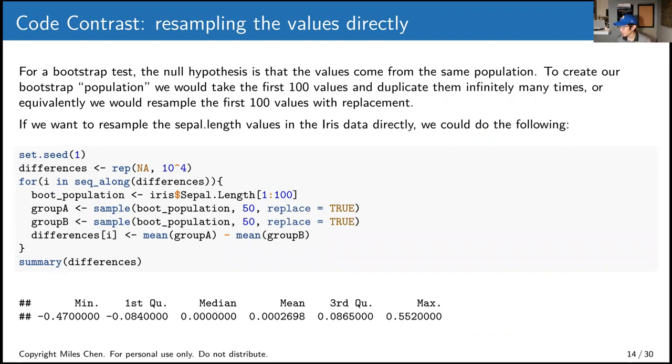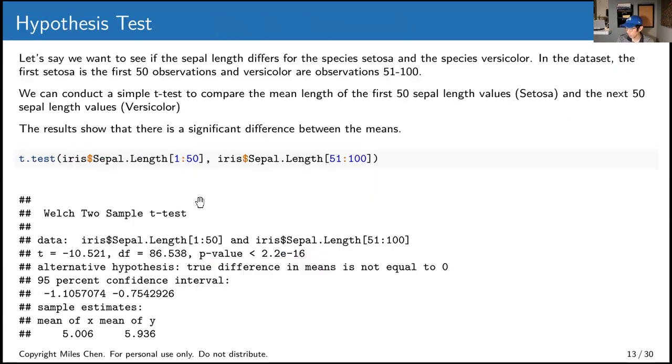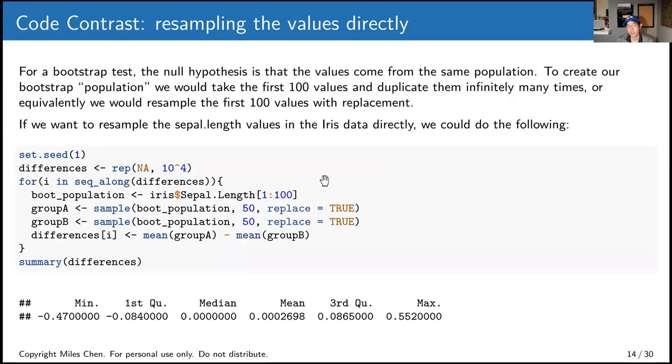We can try doing a bootstrap test. And here we will bootstrap the way we learned on Wednesday, where we resample our values directly. If the null hypothesis were true, and the null hypothesis is basically that there's no difference in the means, then we can just say the population is just these 100 values. We're going to put all 100 values together.